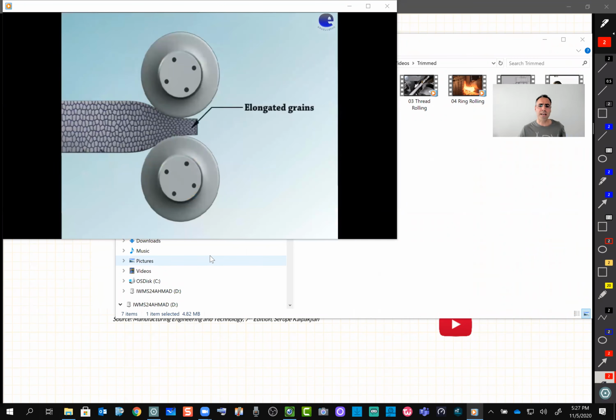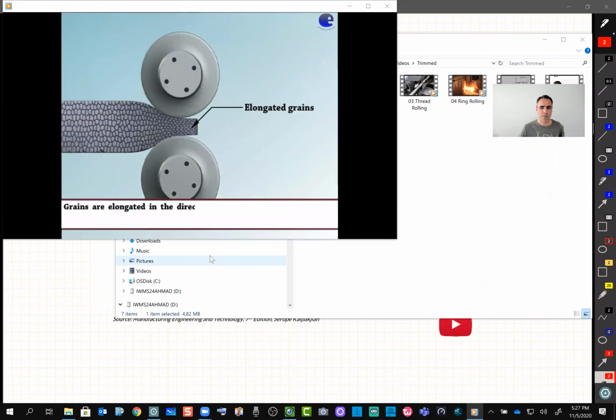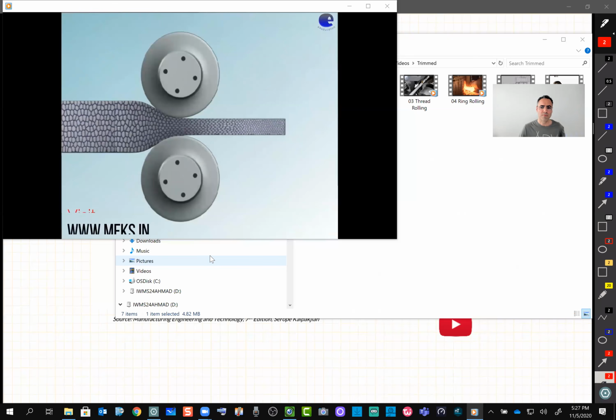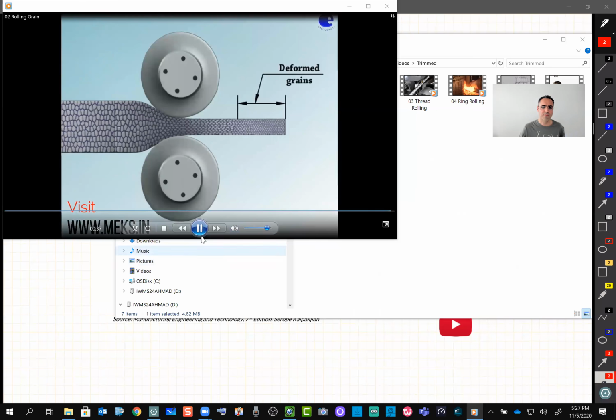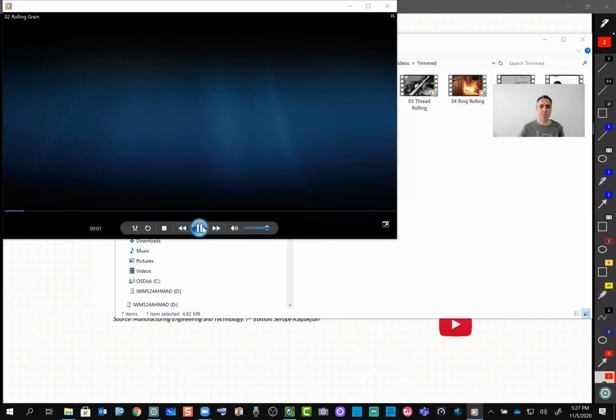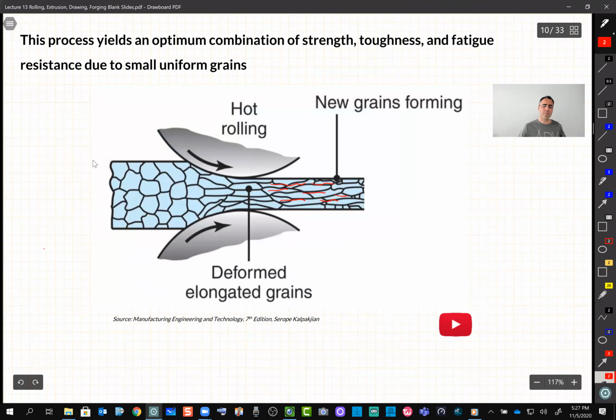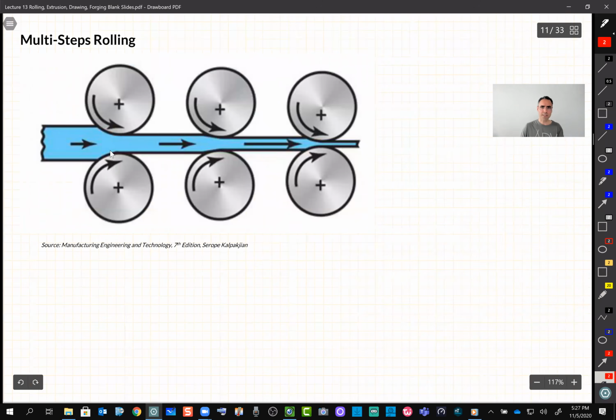Here you can see in this animation the grain. Okay, let me play it again. But again, watch this video, please. It shows nicely why, when we have this elongated grain, we get a higher strength for the final part. And I put the links over there again for you guys.